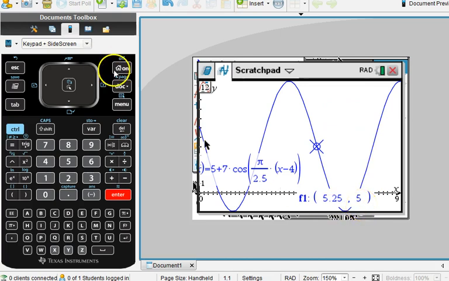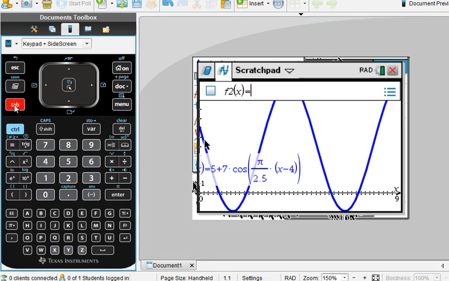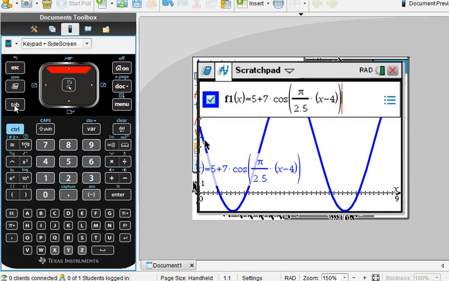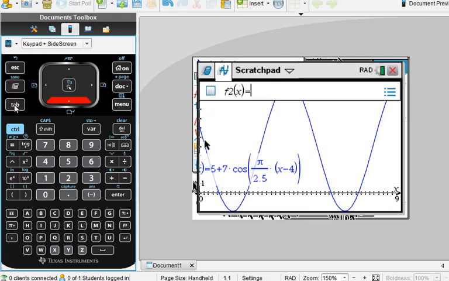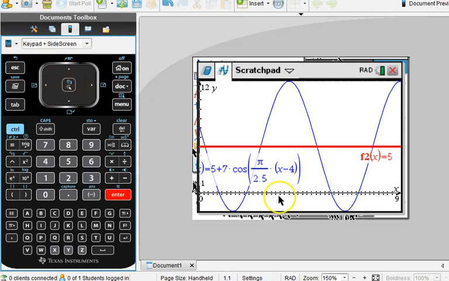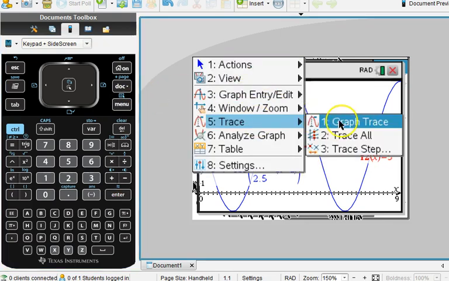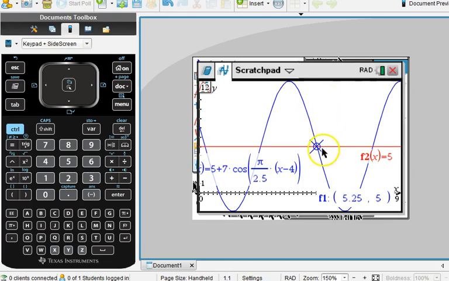You can even draw in the sinusoidal axis if you want to. If you go to tab, that'll allow you to open another equation, and if you tab and go up, that goes back to your original equation. But I'm just going to type in 5. So there's my sinusoidal axis. That kind of helps me visualize where things are. If I go to menu and trace and graph trace again, and I type 5.25, I see that it is landing right on the sinusoidal axis. So that kind of helps visualize it as well.